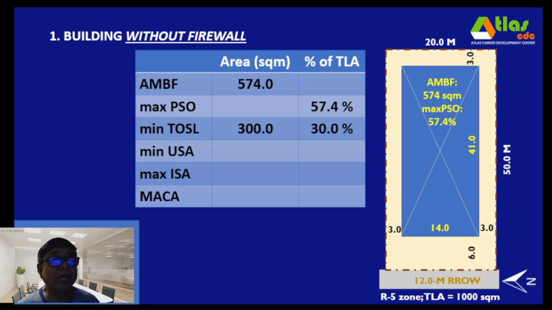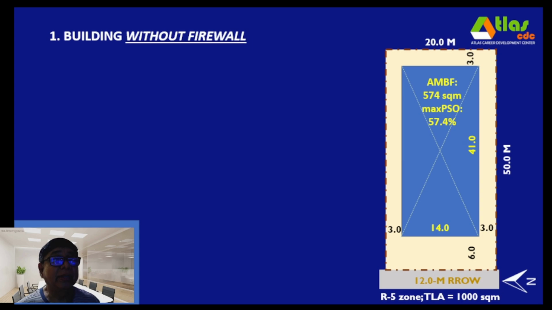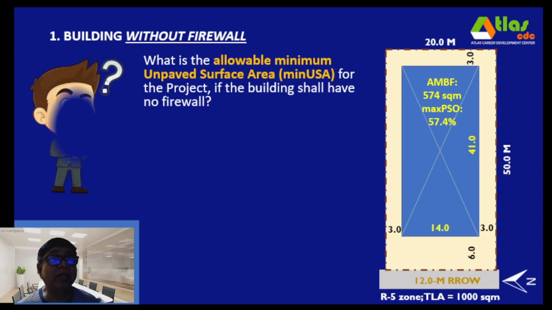So, ilagay na natin sa table yung ating final value ng minimum TOSL coming from that reference table. 30% of the TLA, 300 square meters. Next is we are going to determine what is the allowable minimum unpaved surface area or minimum USA for the project if the building shall have no firewall.